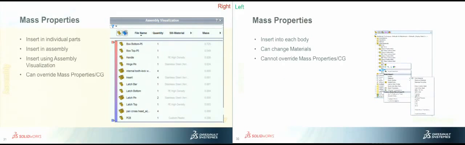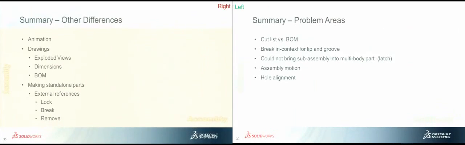Also, real quick, the mass properties, you saw the problems there. I could keep up with them for a little bit, but as soon as you started messing with the CG, overwriting the CG, I couldn't keep up with them. And the one thing you may or may not have realized before is using assembly visualization to be able to add properties to the file, so you have them all in one table. And then finally, we saw the difference in cut list, BOM.